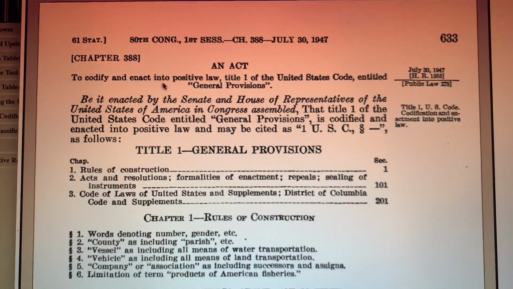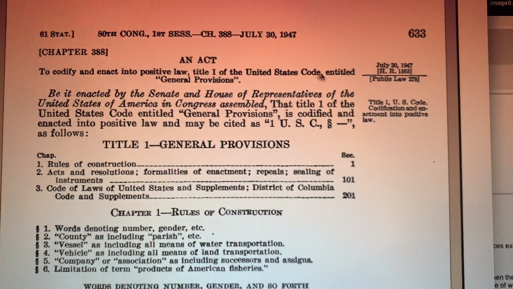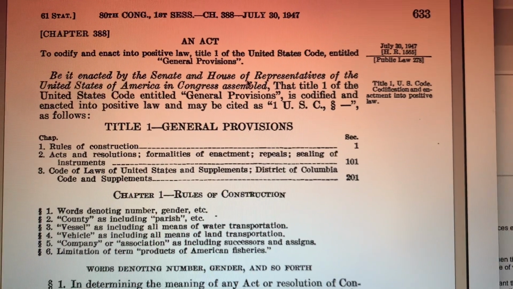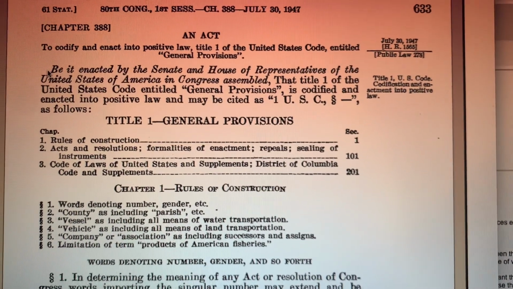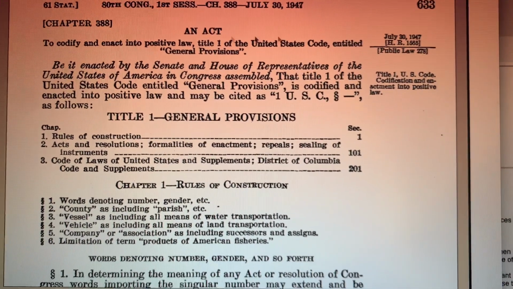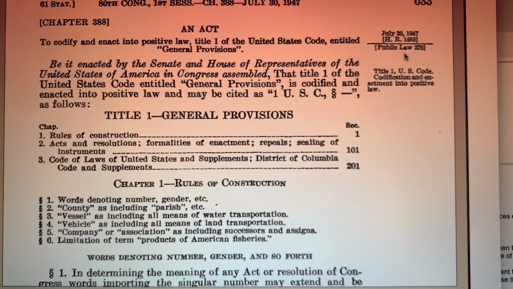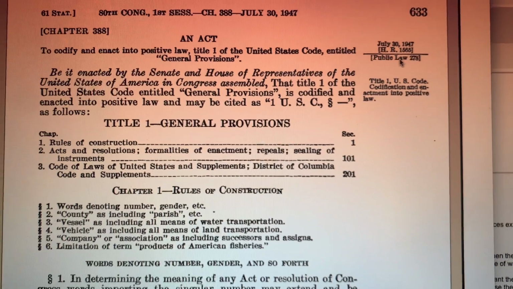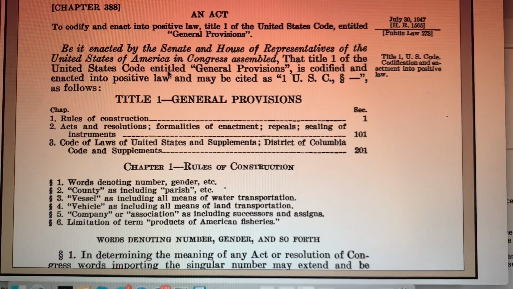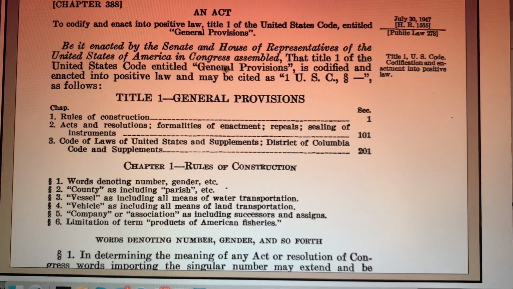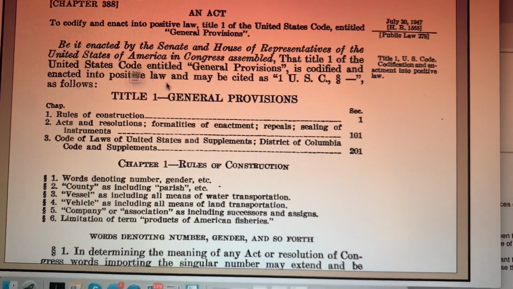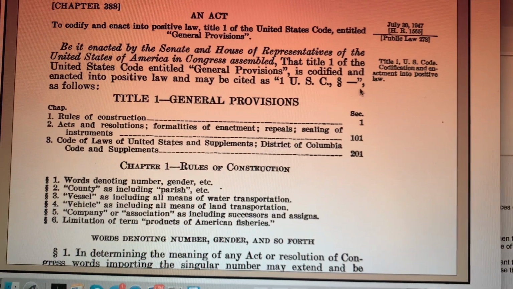An act to codify and enact into positive law, Title 1 of United States Code, enacted general provisions, be it enacted by the Senate, and that's the enacting clause right here. This was codified in, I think, 1945, but you'll have to check, okay, maybe 1947. Public law. Public law means it's for them. Be it enacted by the Senate and House of Representatives of the United States of America in Congress assembled that Title I of the United States Code, enacted general provisions, is codified and enacted into positive law and may be cited as 1 USC such and such.